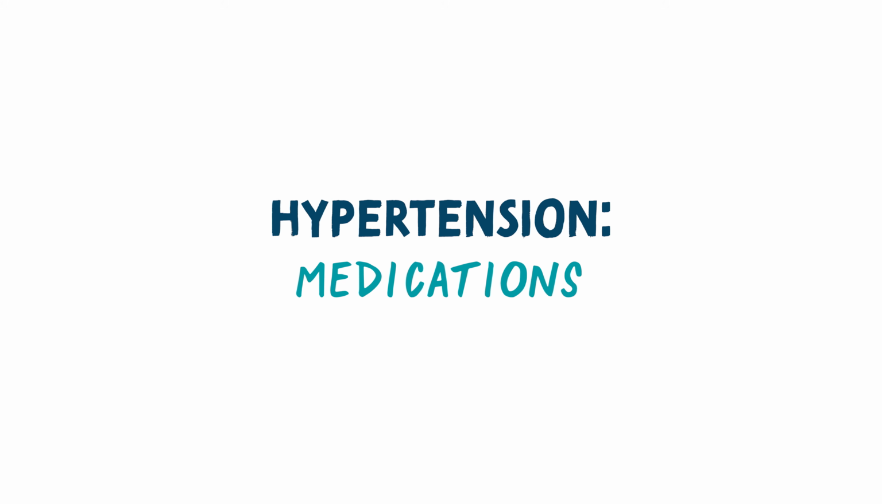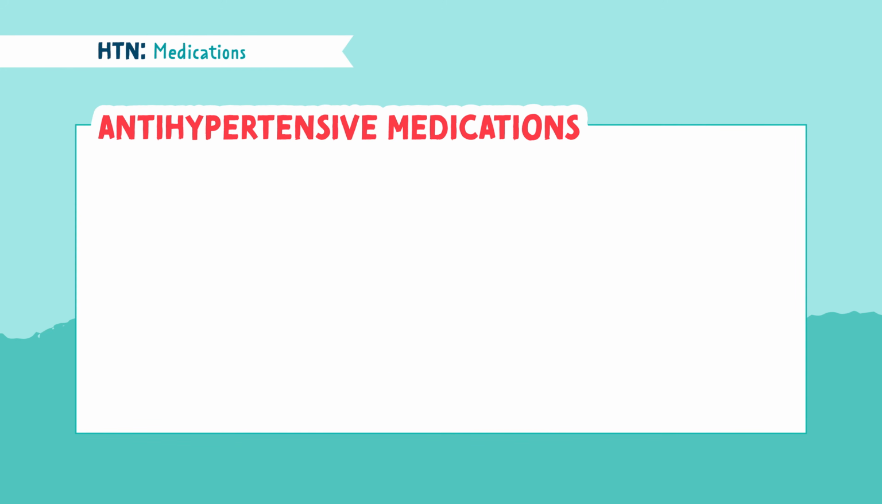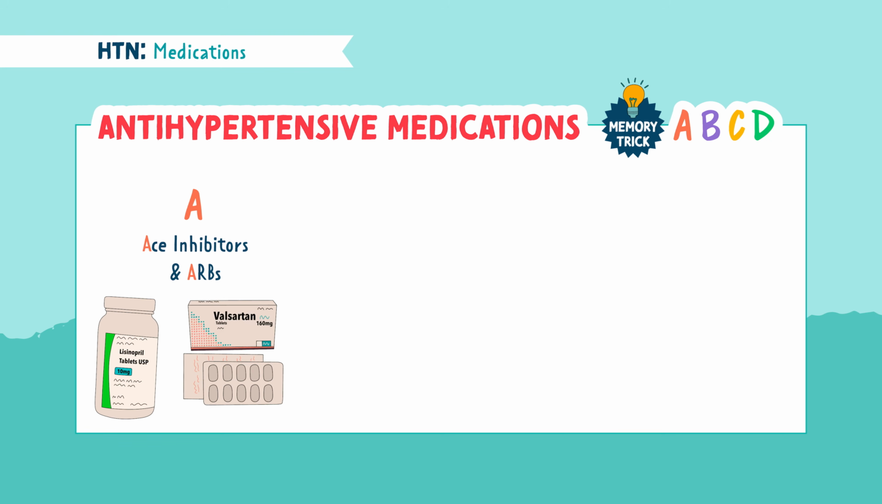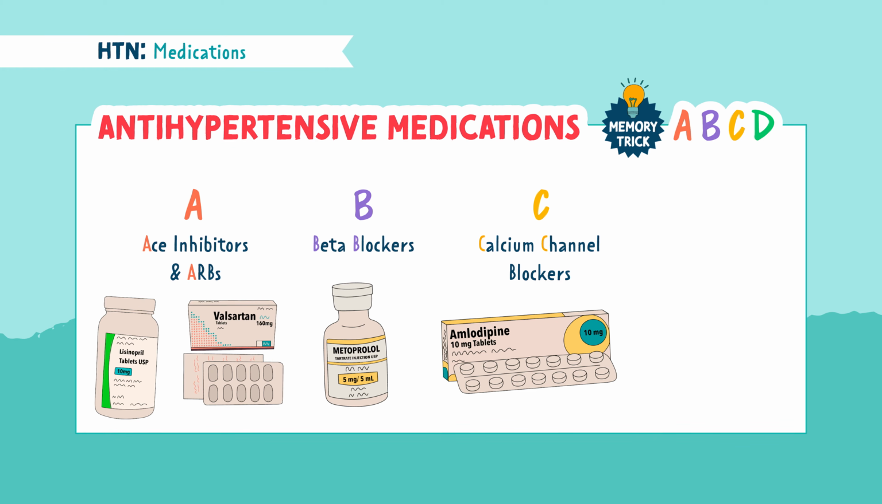One of the major ways hypertension is controlled is something called antihypertensive medications. There are many different types of antihypertensives, but they all do the same thing, which is to bring blood pressure down. They're as easy as A, B, C, D. ACE inhibitors and ARBs, beta blockers, calcium channel blockers, and digoxin and diuretics.